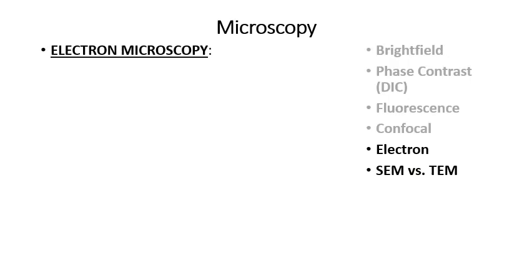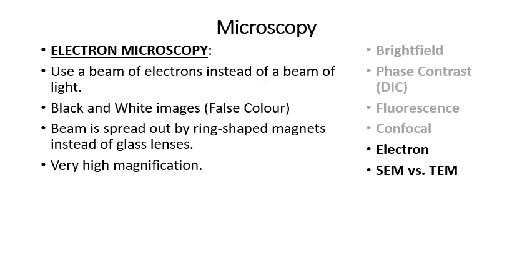All right, let's look at electron microscopy. If you use a beam of electrons instead of a beam of light, you can get much greater detail. Generally, the images are black and white because the electron beam doesn't take images in color. And the beam, instead of being spread out by glass lenses the way light microscopes are, is spread out using copper magnets that are formed into rings around the electron beam.